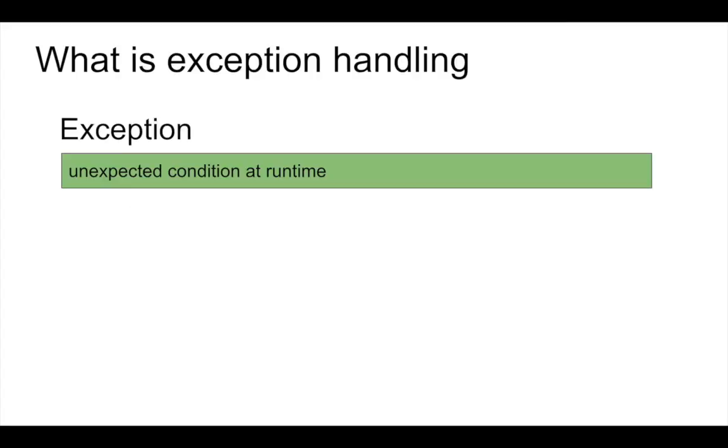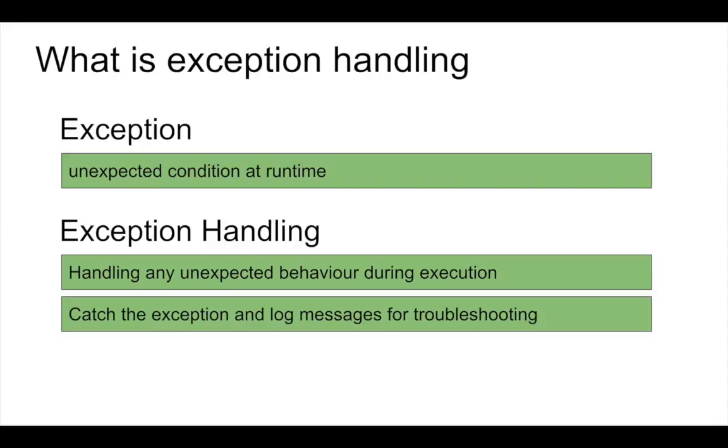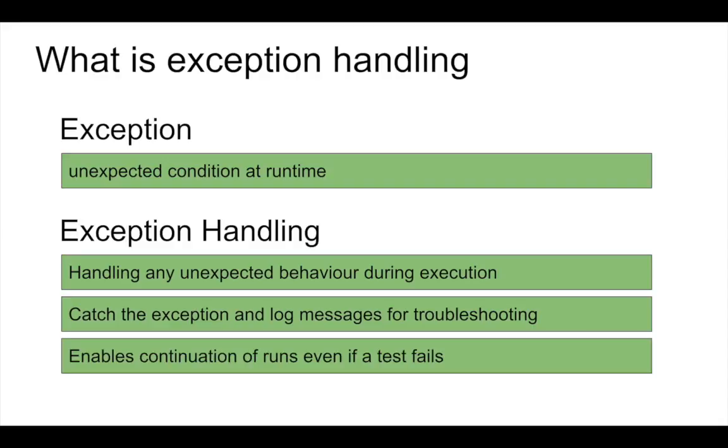is an exception. So an exception is any unexpected condition or behavior during execution of your program, and exception handling is handling this unexpected condition or behavior during execution. So in exception handling we catch the exception or the error and then log the messages for troubleshooting. Exception handling also enables us to continue to our other test. In case there is a failure in one test, it can handle the exception and then continue our testing. So this is what exception handling is all about.